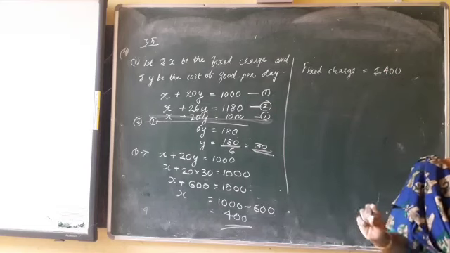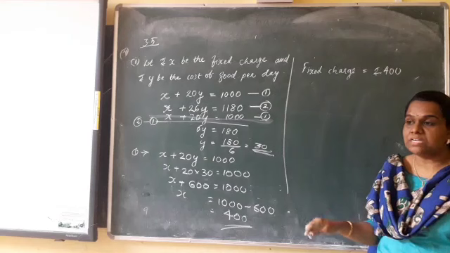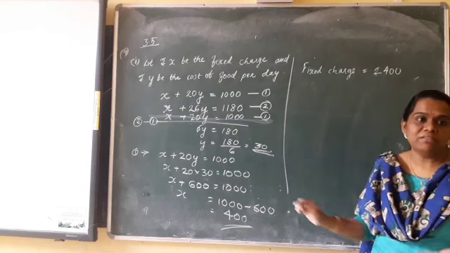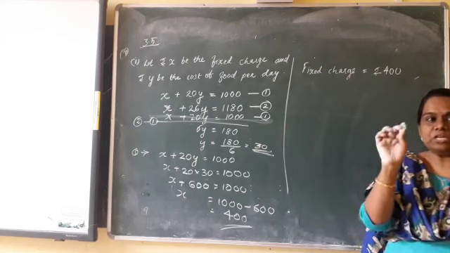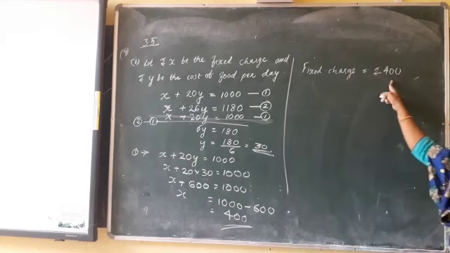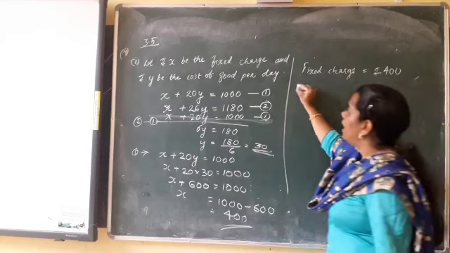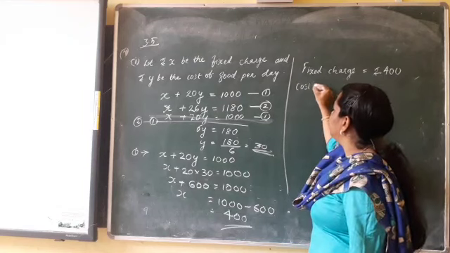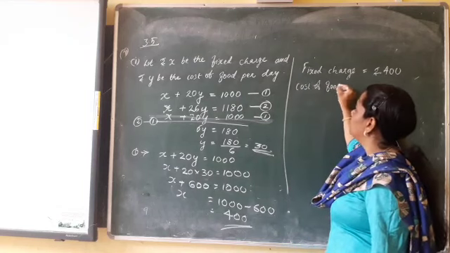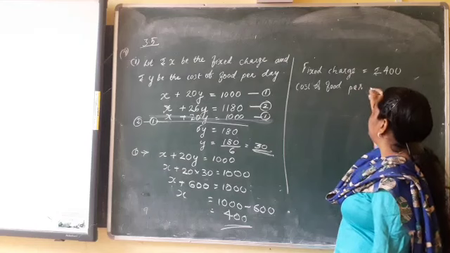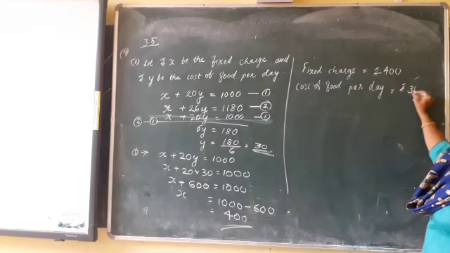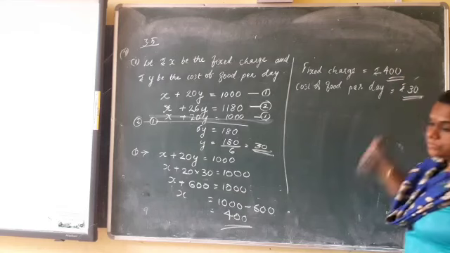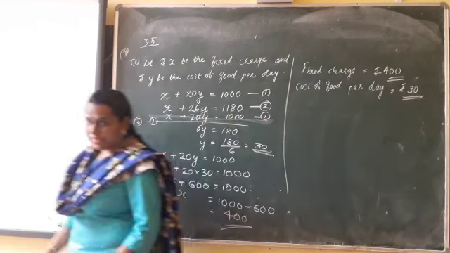When I conducted the last test, I understood that many students simply wrote x and y. If you write like that, you won't get any marks. You must answer the question. So the fixed charge is rupees 400 and the cost of food per day. What is the cost of food per day? Rupees 30. Okay? Is it clear?